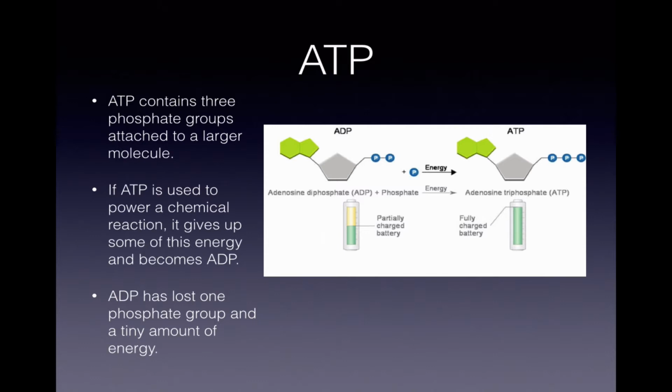If ATP is used to power a chemical reaction, it's going to give up some of its energy and become ADP. And you'll notice when this happens, one of the phosphate groups comes off. So 3 minus 1 equals 2, or di. So that's what the D in ADP stands for. So if ADP has lost one of its phosphate groups, it's also lost a tiny bit of energy. And this energy can be used to either generate body heat or to make a chemical reaction happen. Sometimes you can talk about ADP as like a partially charged battery or a drained battery, and ATP is like the fully charged form of the molecule, or a fully charged battery.